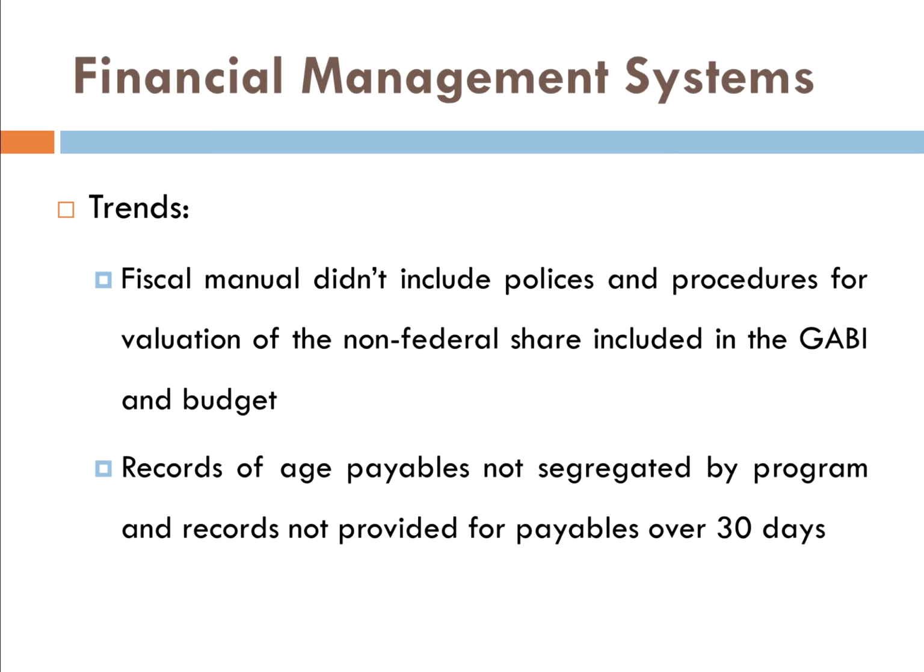So whatever, for example, if you have in the GABI personnel costs, supplies, equipment, whatever you have included, or even if it's a cash match, you should have policies and procedures that you use to address the value, how you place the value on the non-federal share. We did not see in some instances where those procedures exist, especially on the side of the in-kind.